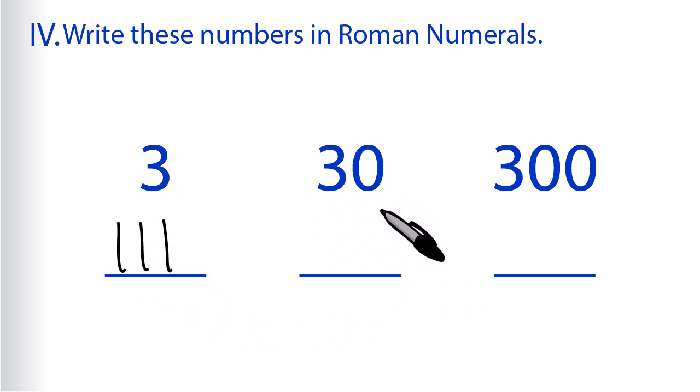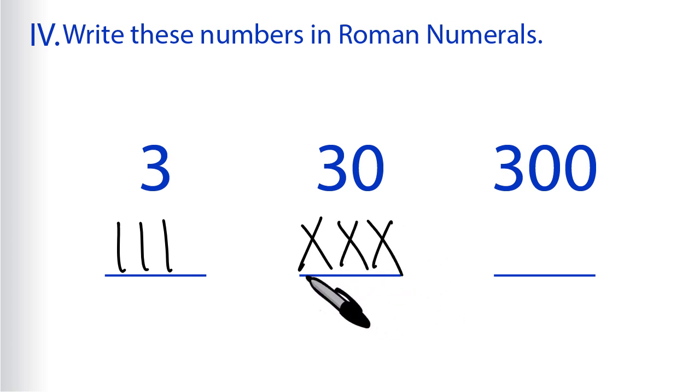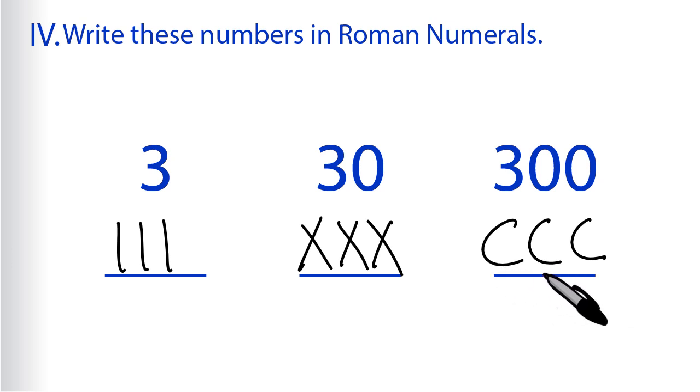For 30, we do something similar, but we add 3 10s together. We add 3 X's together. X, X, X is 10 plus 10 plus 10, which is 30. And then for 300, we do the same thing, but we're adding 3 hundreds together. So we have C, C, C, which is 100 plus 100 plus 100, which is 300. So in Roman numerals, 3 is III, 30 is XXX, and 300 is CCC.